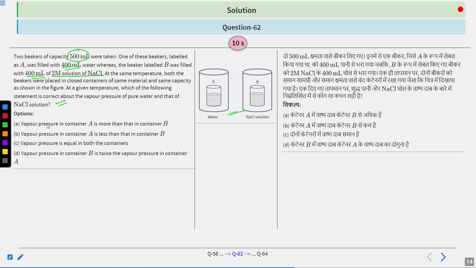Options are A. Vapor pressure of container A is more than that in container B. B. Vapor pressure of container A is less than that in container B. Option number C. Vapor pressure is equal in both the containers. And option number D. Vapor pressure in container B is twice the vapor pressure in container A. So your time to solve this question starts now. Your time is up.